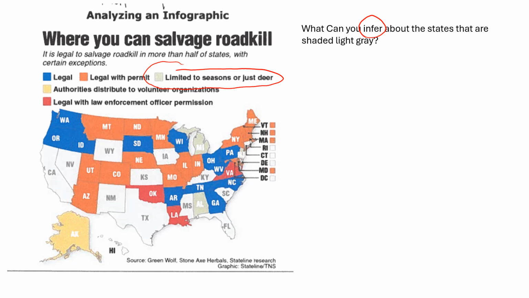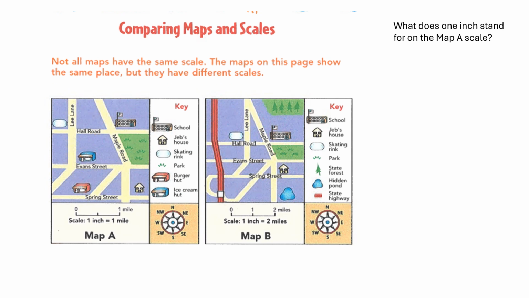All right, last map. Comparing maps and scales. What does 1 inch stand for on the scale of map A? Here's map A, here's map B. Looking at the scale on map A, what does 1 inch stand for? Next question. How many miles does 1 inch stand for on map B?